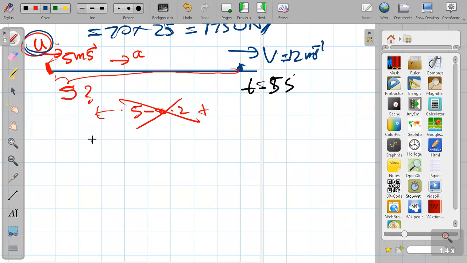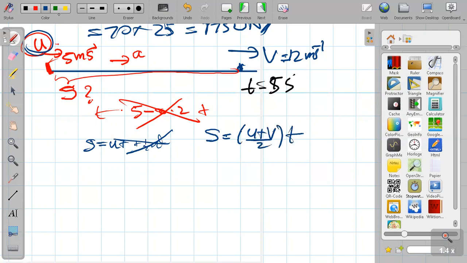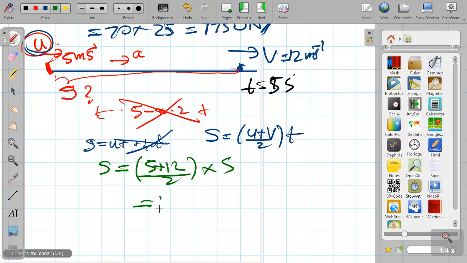So you can get it like s equals ut plus half at square? No, because you don't know the acceleration, but you can get it from here: s equals u plus v over 2 times t. There is an equation most of the students are really forgetful about. Here u is 5, v is 12, over 2, times the time, which is 5. 17 times 5 over 2.